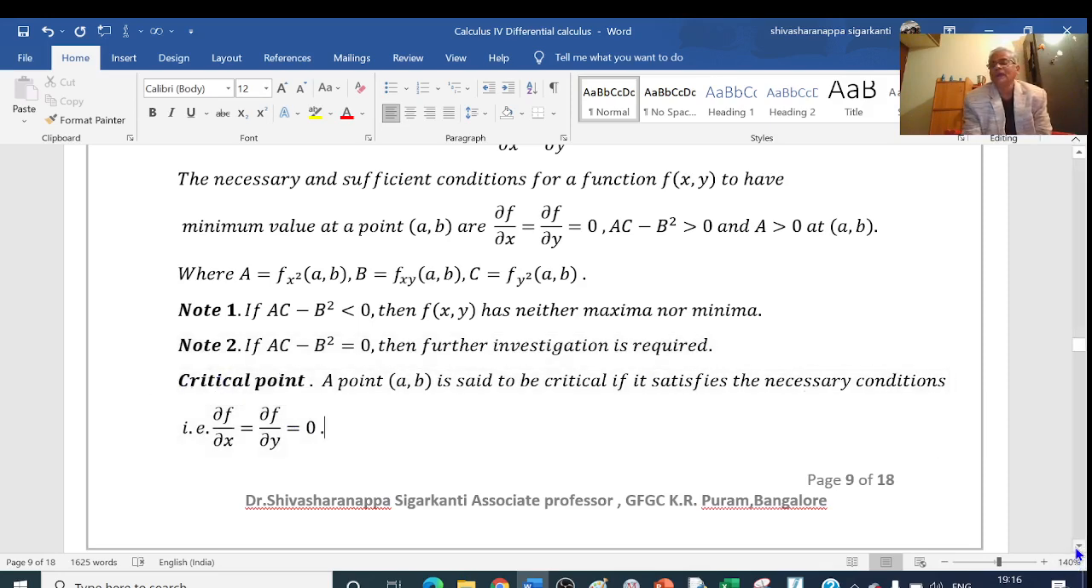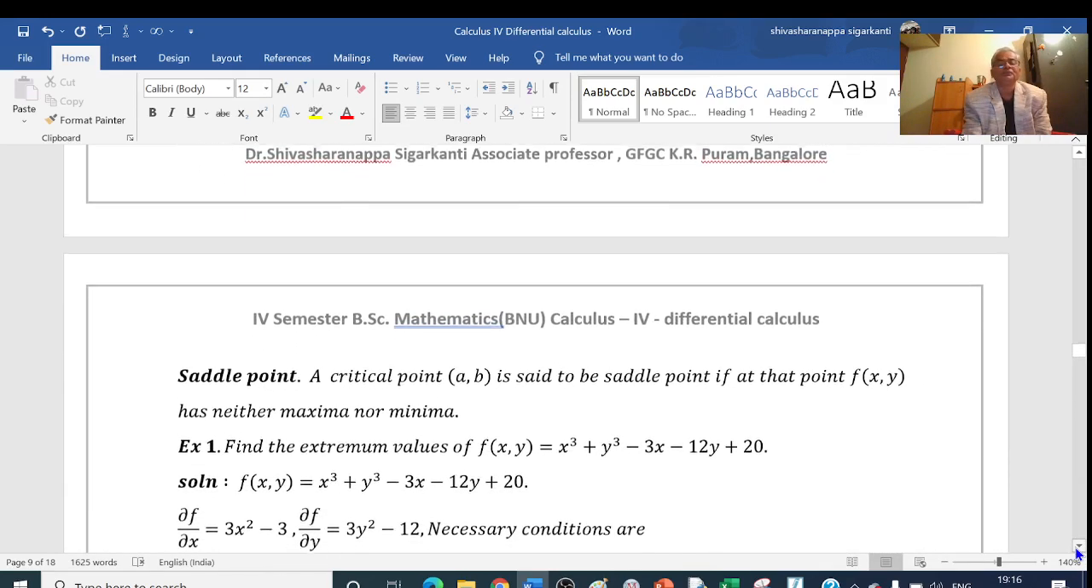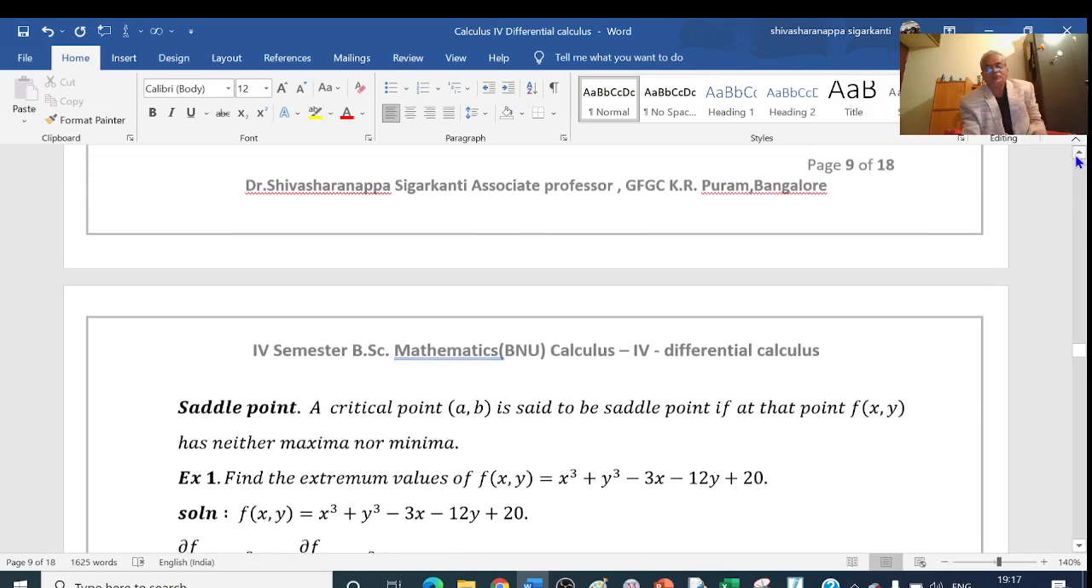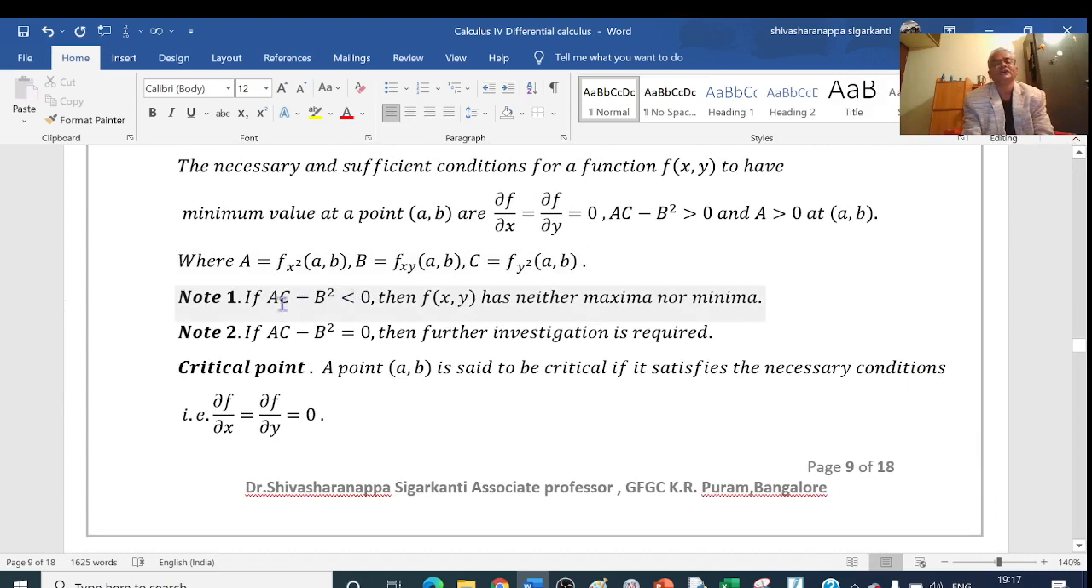And then we define a saddle point. A critical point a comma b is said to be a saddle point if at that point f of x comma y has neither maxima nor minima. That means AC minus b square is less than 0. So this is the case here: AC minus b square is less than 0, then f of x comma y has neither maxima nor minima.